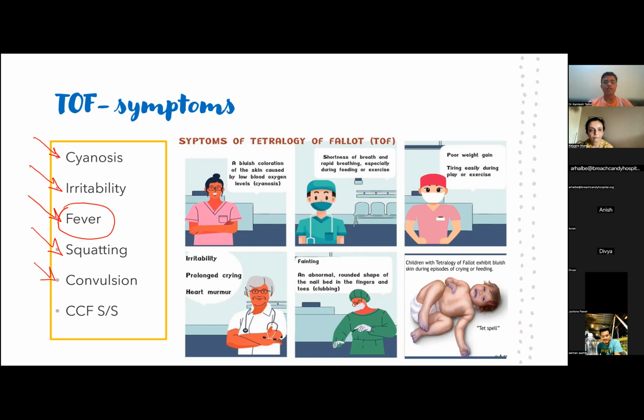If a child comes with a convulsion, that suggests this child was having a CNS problem associated with tetralogy of Fallot, and a child may come with a CCF. Rarely, as I mentioned, a few of the pink TOF can come with a CCF presentation, or TOF associated with multiple MAPCAs can present with CCF. So these are the symptoms of tetralogy presentation.